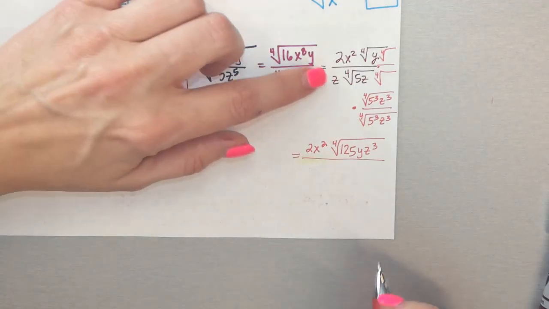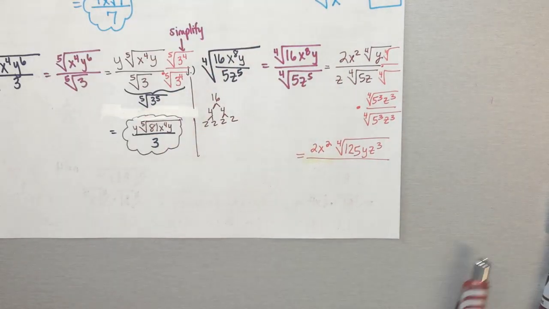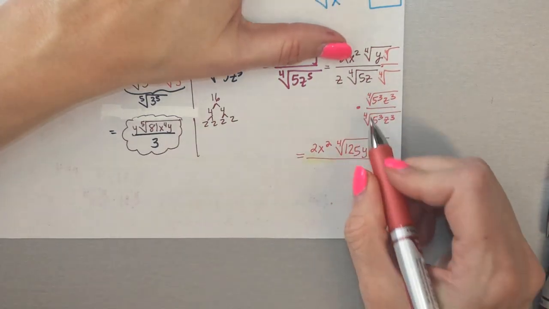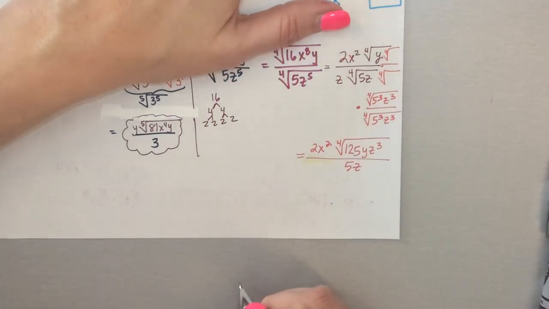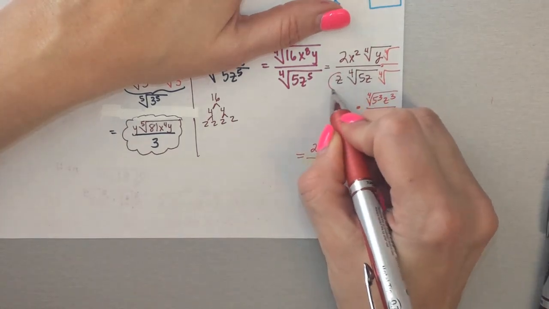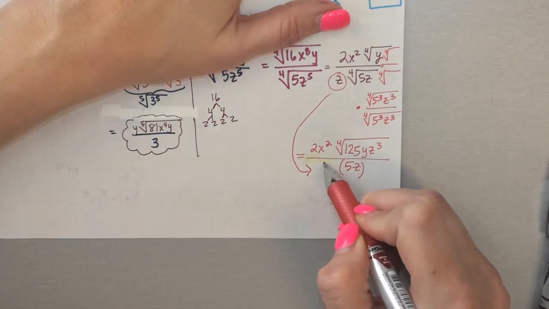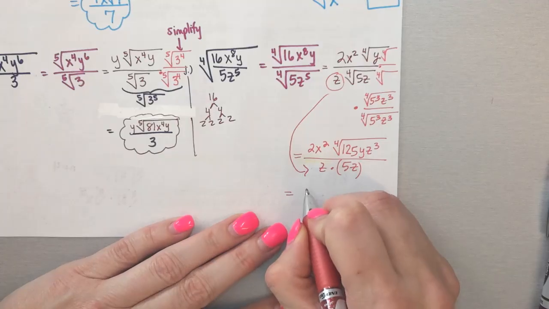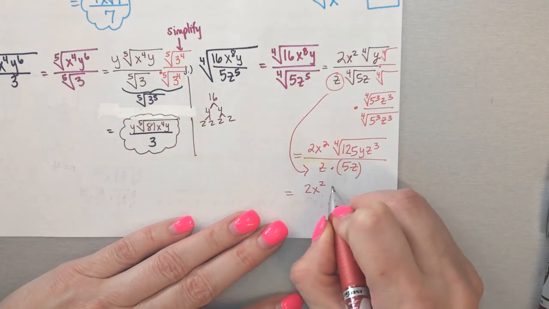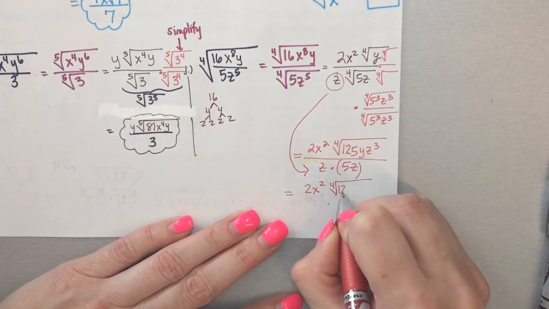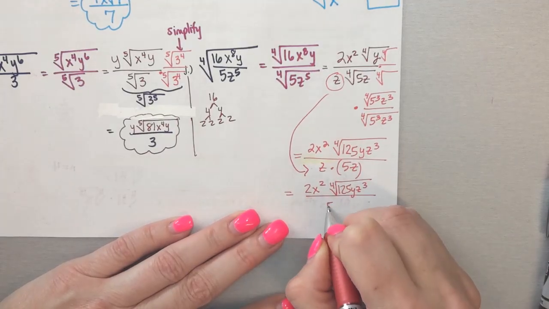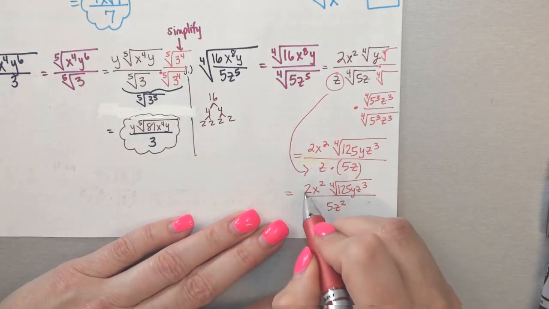And then remember, in the denominator, there's a few things happening. So when you multiplied here, you guys got 5z, right? But don't forget about this z. You have to multiply those together. Okay, so your final answer is going to be 2x squared, 4th root of 125 yz cubed divided by 5z squared.